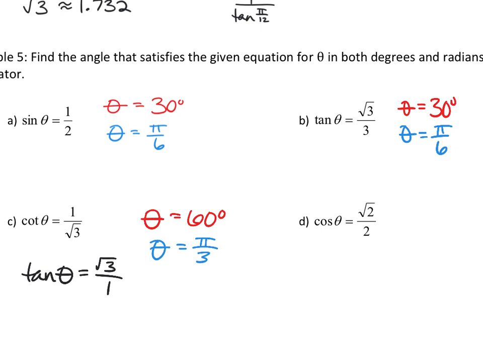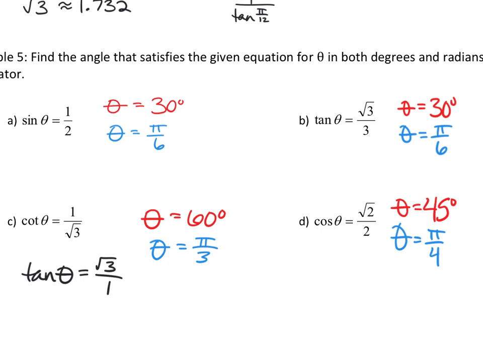If cosine of theta is equal to square root of 2 over 2, the only way I have 2 on top is if this finger is down, which means theta is equal to what degrees? 45 degrees. And what in radians? Pi over 4. Man, we can do so much with trig. It's really, really crazy cool.